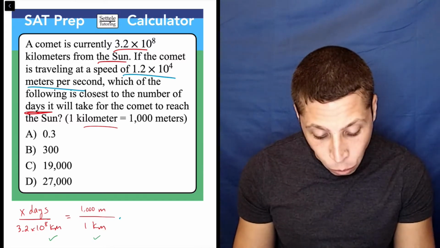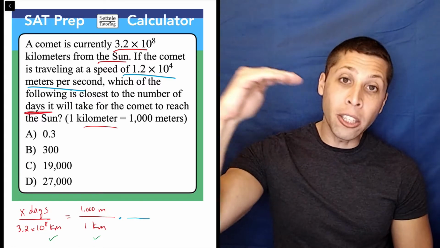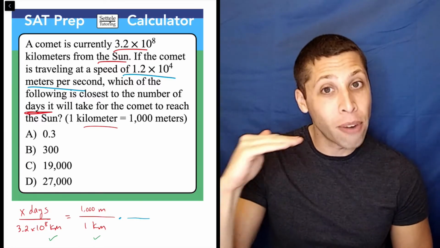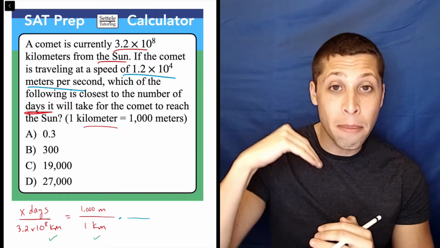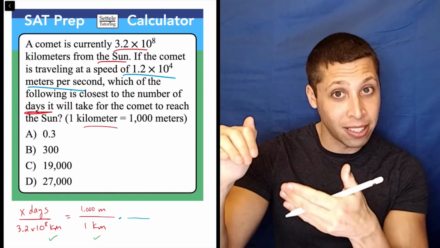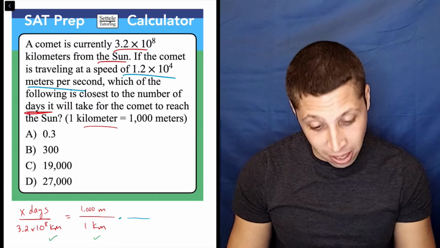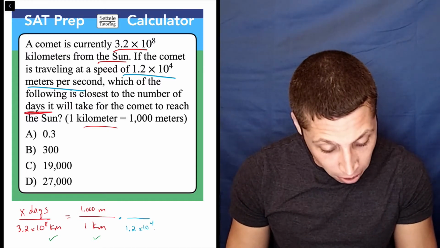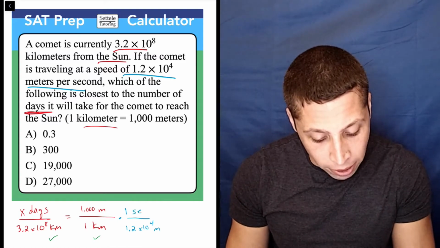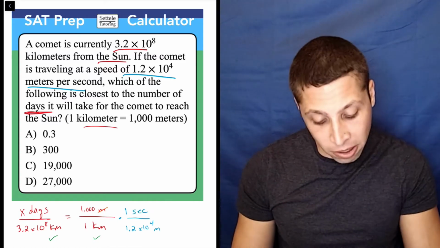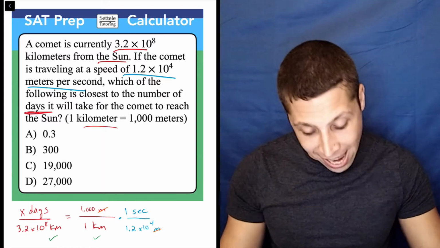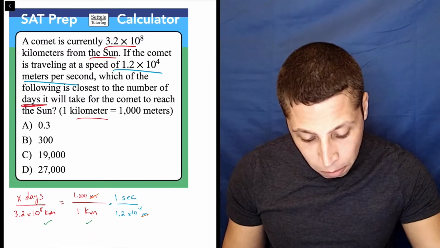So how do we get rid of meters? We need meters on the bottom to cancel out the meters on the top. Remember how fractions work when we reduce them. If the same thing is on the top and the bottom, they cancel out. We're doing the same thing here with units. So 1.2 times 10 to the 4th meters per 1 second. That's awesome because it gets rid of meters, but now I've got another problem. I don't want seconds, I want days. So I've got to slowly work my way there.